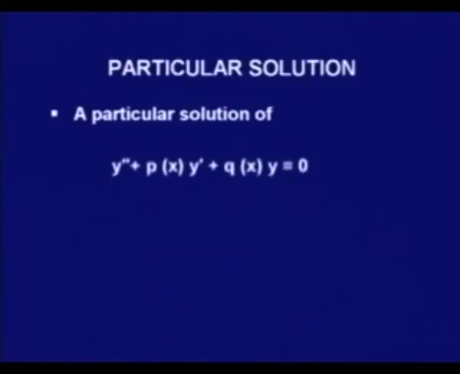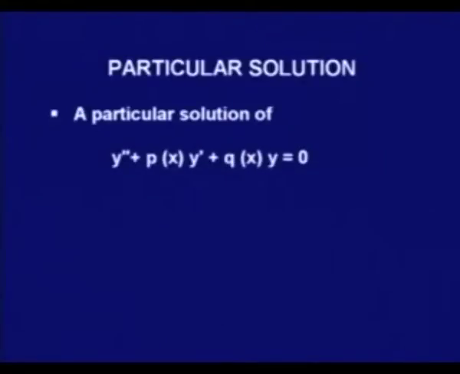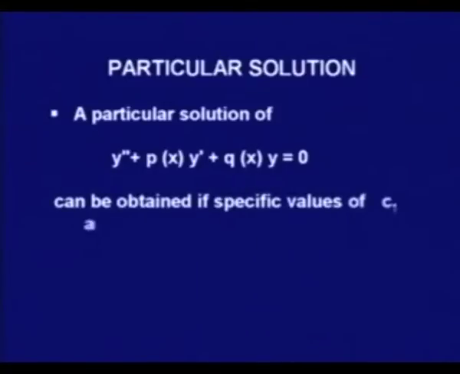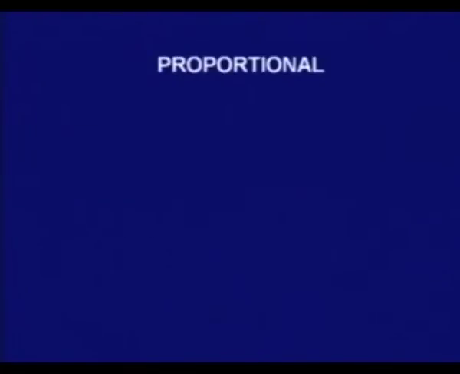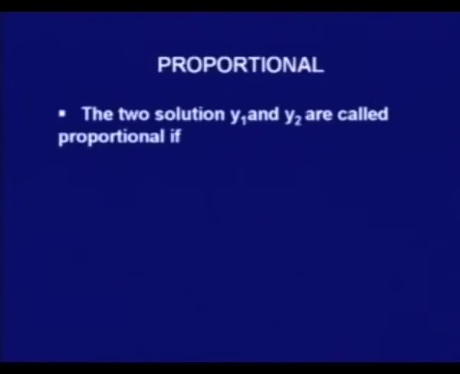A particular solution of the differential equation y double dash plus p(x) y dash plus q(x) y equal to 0 can be obtained if specific values of C1 and C2 are assigned in the general solution C1 y1 plus C2 y2. Now, let us define proportional. We call the two solutions y1 and y2 proportional if the ratio y1 by y2 is a constant.